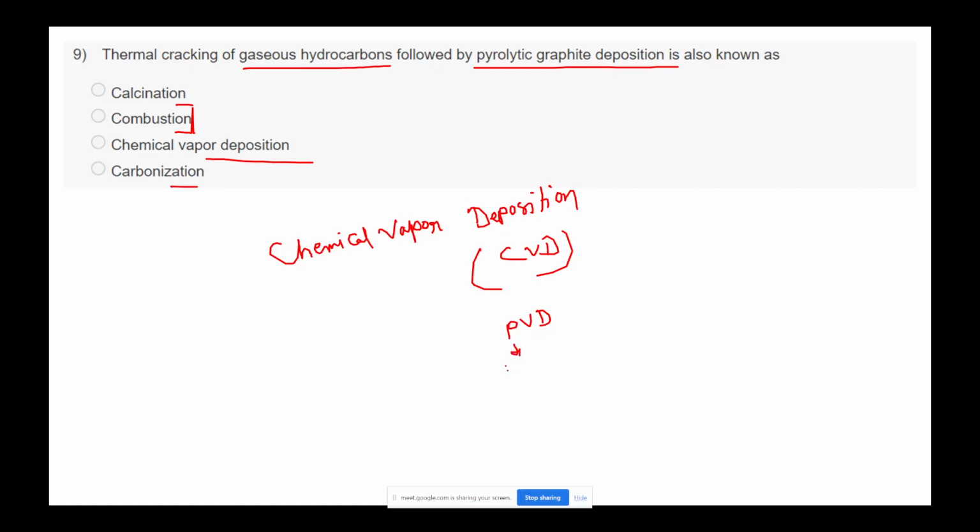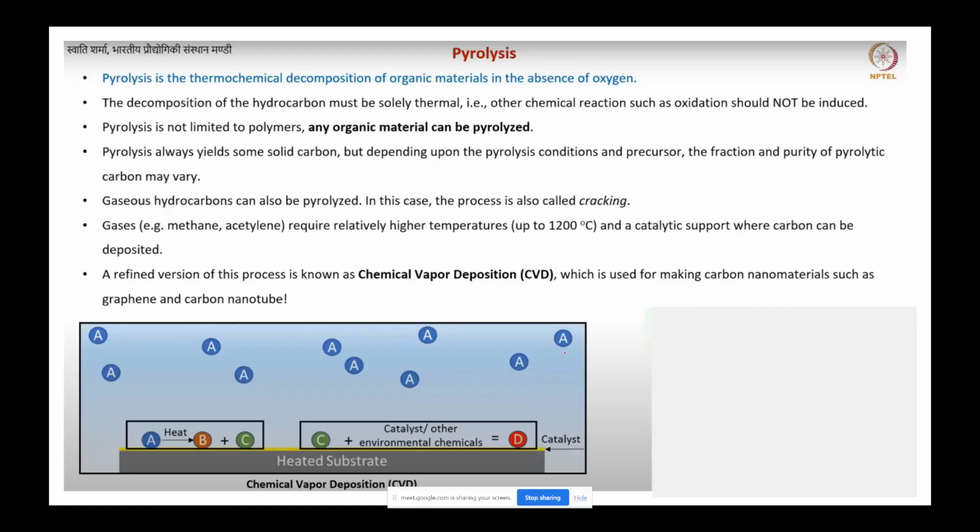PVD is what? So here it is chemical, here it is physical, like sputtering and all. So there are a lot of techniques. If you see any books related to thin film growth, there you will find these kinds of techniques. So thermal cracking of gaseous hydrocarbon, followed by pyrolytic graphitic deposition, is also known as what? We will see that in this slide.